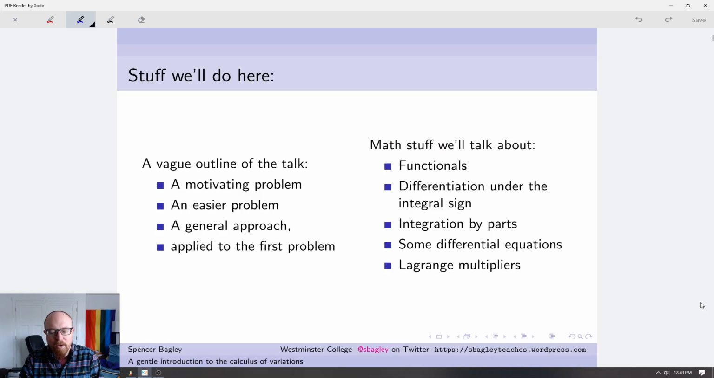Here is a vague outline of the talk. We're going to start by looking at a motivating problem, one that's interesting, but it's also going to be too hard for us immediately. So we're going to think about an easier problem instead. That will help us decide what the general approach is, and then we'll go back and apply that to the motivating problem. A bunch of fun math stuff is going to happen here. We're going to talk about functionals. We're going to talk about differentiation under the integral sign. We're going to do integration by parts a couple of times. A very small amount of differential equations, and then Lagrange multipliers make a surprising appearance at the end of the talk.